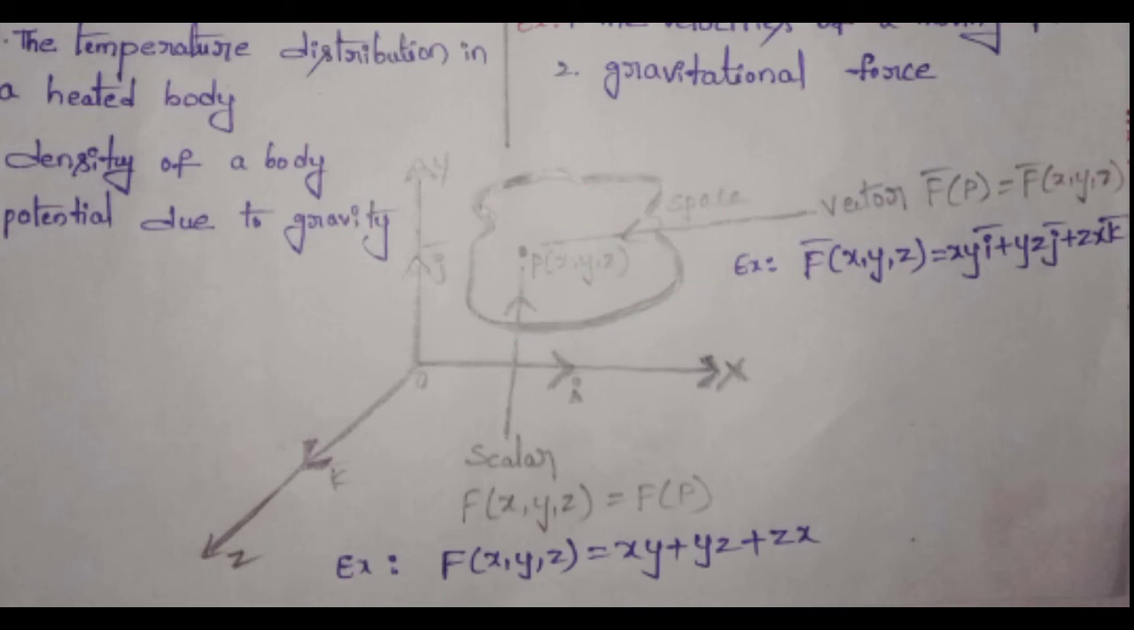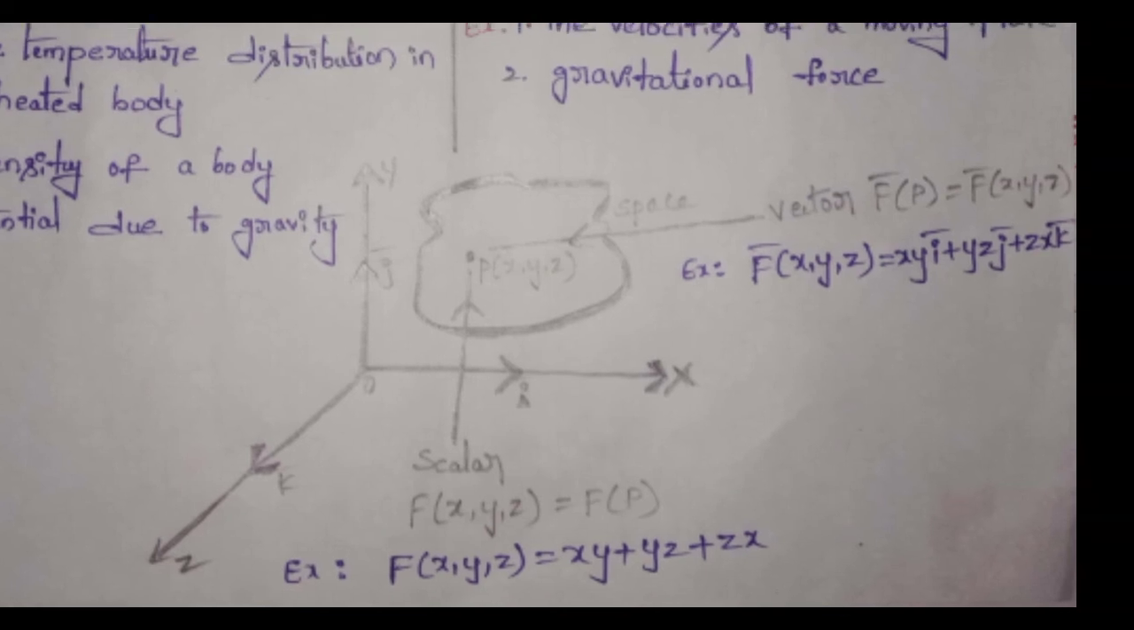Here, first of all, I assign a real number to the point. Then it is called scalar point function. See the example. Here f of x comma y comma z is a scalar point function that equals xy plus yz plus zx. This is the example of scalar point function.